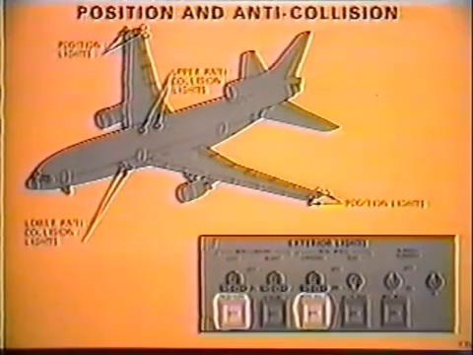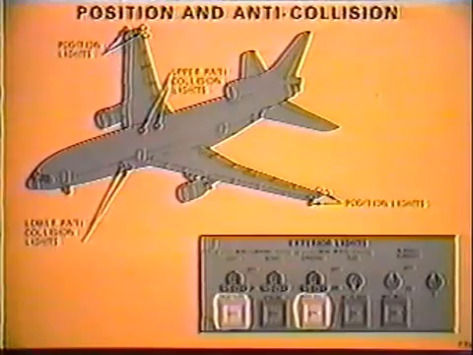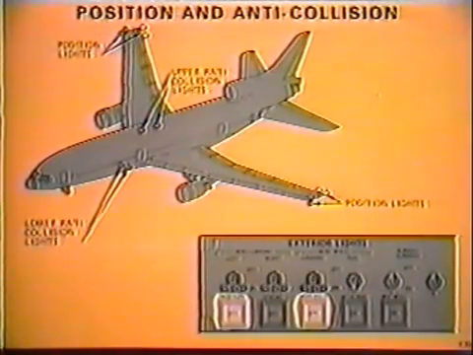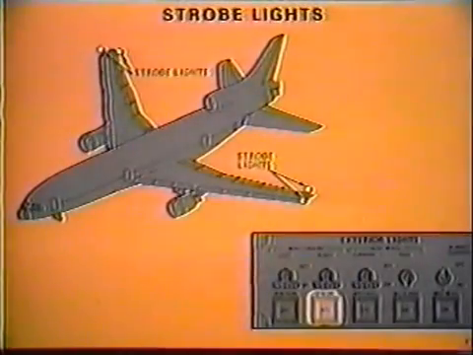When the position light switch is latched, 6 of the 8 position lights are illuminated. The remaining upper red and green position lights will be illuminated when the anti-collision switch is latched. 2 anti-collision lights are located on the top of the fuselage and 2 on the bottom. Strobe lights are located on the leading and trailing edges of each wingtip.